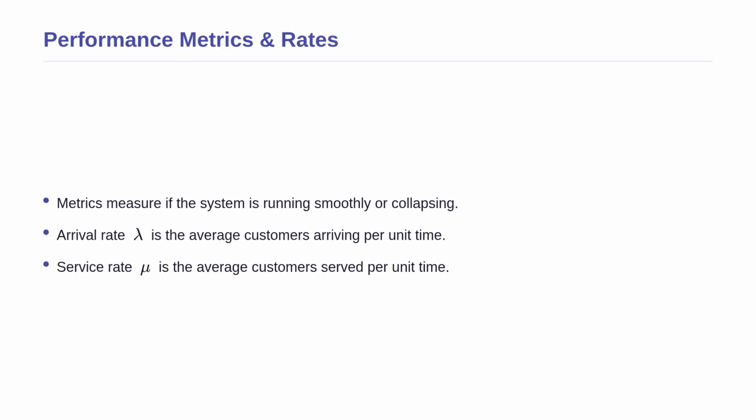Now that we know how to classify a queuing system, we want to measure how well it is performing. We call these measurements performance metrics. They tell us if the system is running smoothly or if it is about to collapse under too much demand. To calculate these metrics, we rely on two fundamental rates. First is the arrival rate, represented by the Greek letter lambda, which is the average number of customers arriving per unit of time. Second is the service rate, represented by the Greek letter mu, which is the average number of customers one server can finish per unit of time.